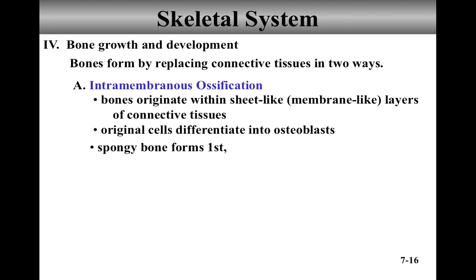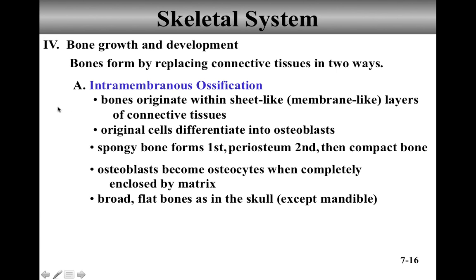First, these guys will form a spongy bone. After that, they'll form the outside layer, which is the periosteum, and then we'll fill in that remaining gap with compact bone. So you do not have to commit those steps to memory necessarily, but you do need to know what intramembranous ossification is and where we use it to make new bone.